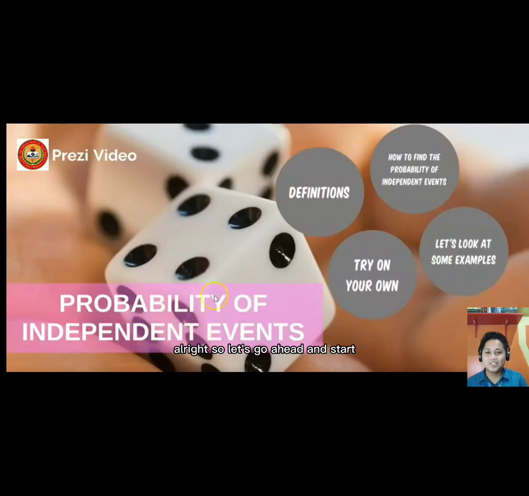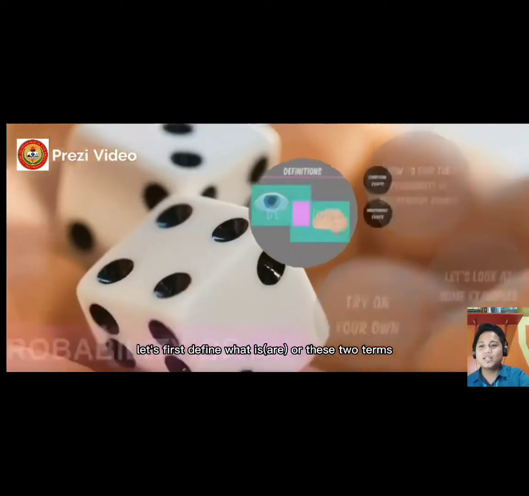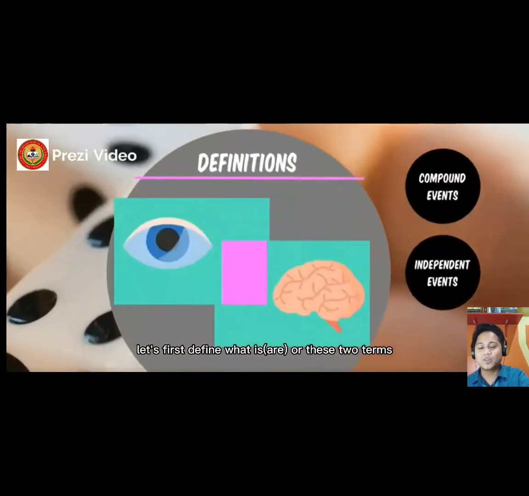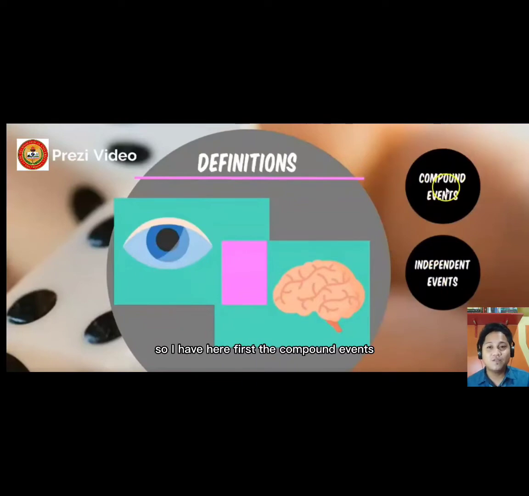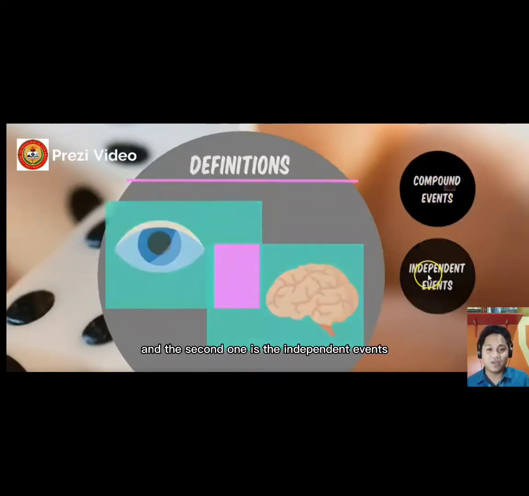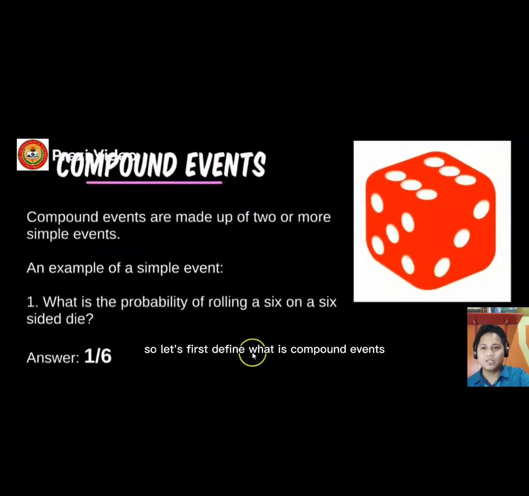Alright, so let's go ahead and start, but before anything else, let's first define these two terms. I have here first the compound events, and the second one is the independent events. So let's first define what compound events are. Compound events are actually made up of two or more simple events.